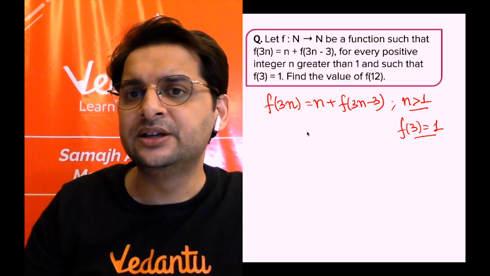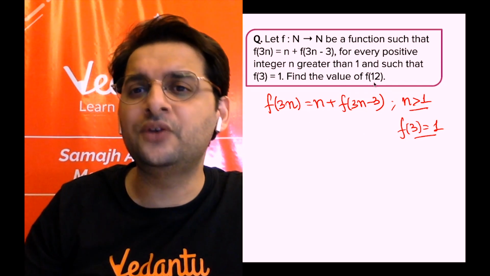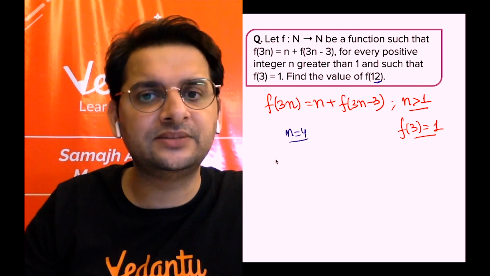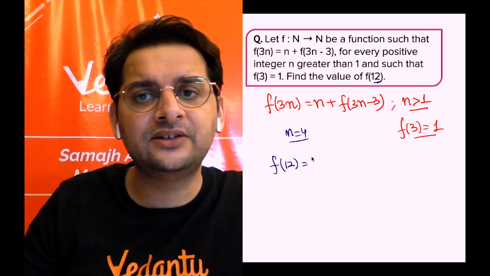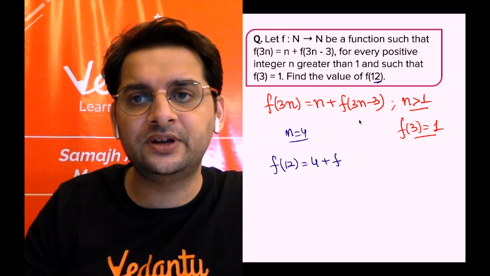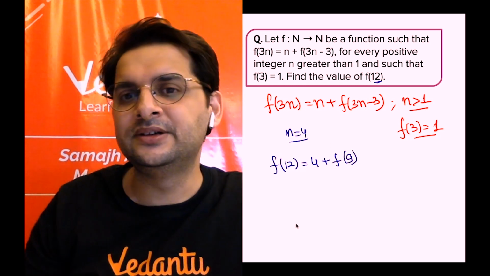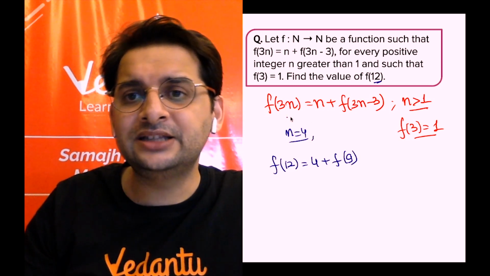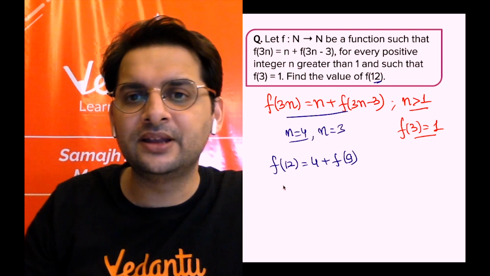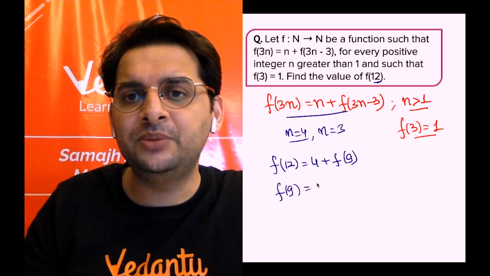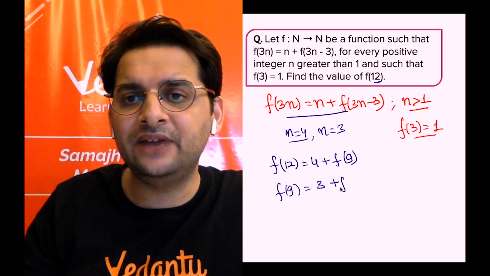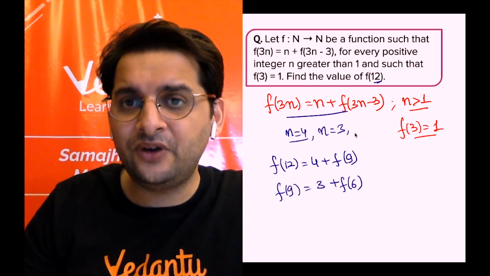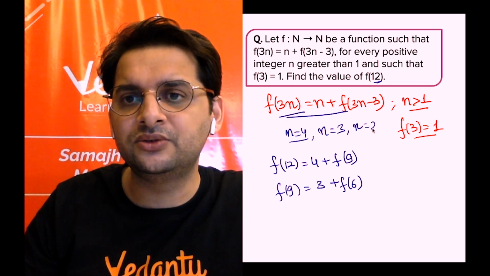So how do I do this? Let us concentrate on f of 12. How do I get f of 12? If I put n as 4 in this equation, we'll get f of 12 as 4 plus f of 9. But f of 9 is also not given. So for f of 9, in this equation, put n as 3. So f of 9 would be 3 plus f of 6. And f of 6 is also not given. For f of 6, in this equation, put n as 2.